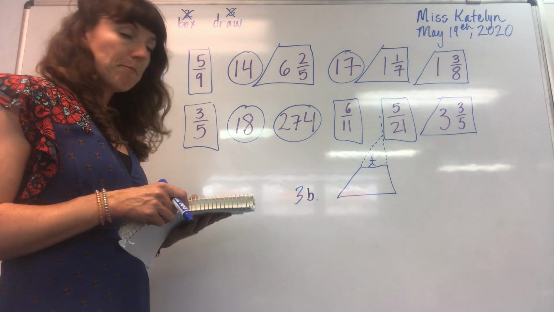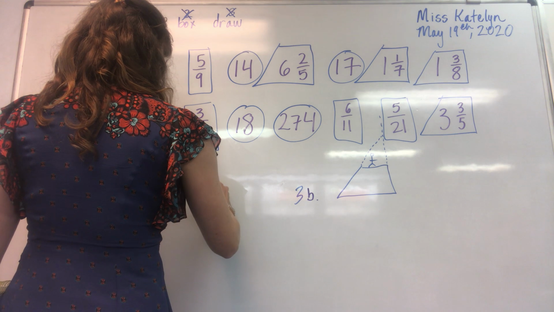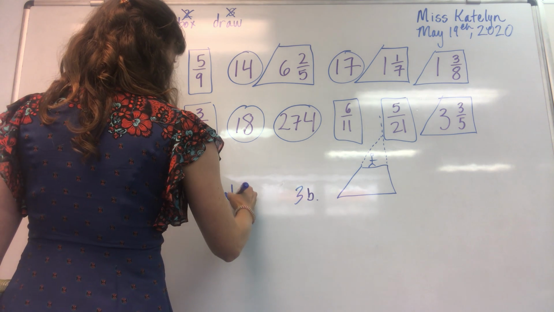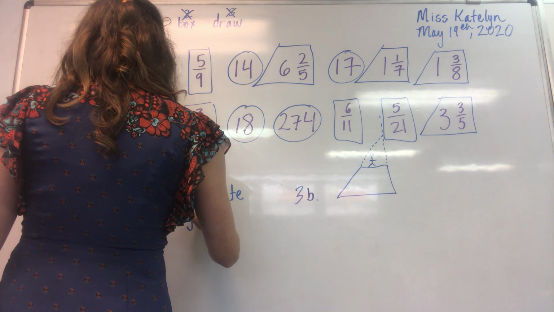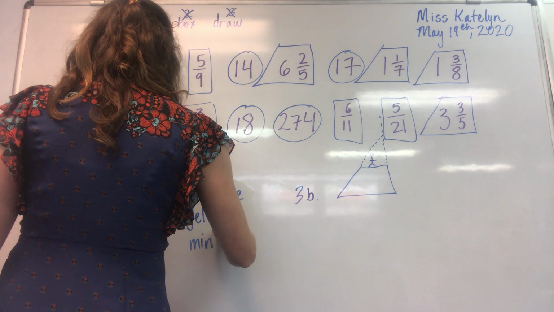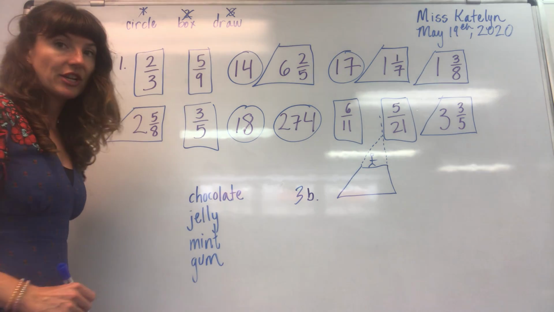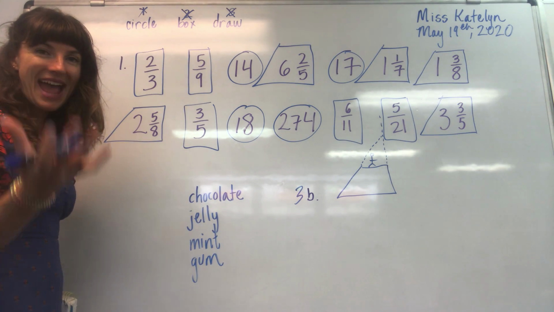Chocolate, jelly beans, mints, and gum. That's what I'm going to write. Chocolate, jelly, mint, gum. You see that? Very good. In all tells you to add.